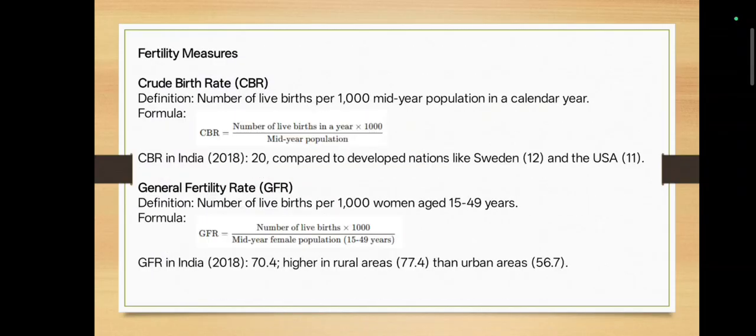Next is fertility measures. Let us now discuss fertility measures. The crude birth rate or CBR is the number of live births per 1000 population. In India, the CBR in 2018 was 20 compared to 12 in Sweden and 11 in the USA. The general fertility rate or GFR measures births per 1000 women aged 15 to 49. India's GFR was 70.4, higher in rural areas than urban.